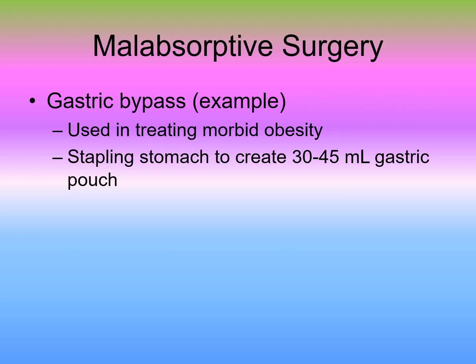Malabsorptive surgery, gastric bypass is an example of this. So it's used in treating people who are morbidly obese, and the stomach is stapled to create a 30 to 45 milliliter gastric pouch. So again, very restrictive. If you look at the, again, the picture on page 1215, they have several different pictures of gastric bandings and gastroplasties. And I want to look particularly at what's called the Roux-en-Y gastric bypass.